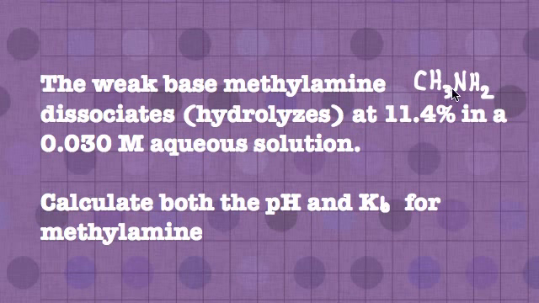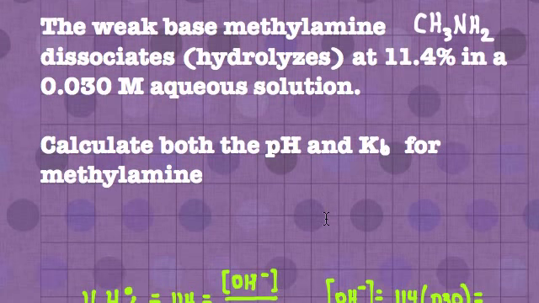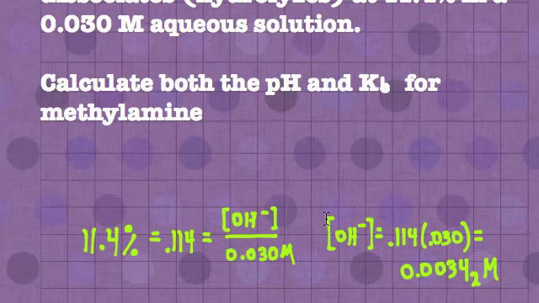Methylamine. The amine is just the NH3, and there's the methyl. It dissociates, really hydrolyzes, breaks up water to an extent of 11.4% in a 0.03 molar solution. What's the pH and what's the Kb for this weak base? Well, let's think about what the 11.4% dissociation or hydrolysis means. It means 11.4% of the original 0.03 creates some OH minus.